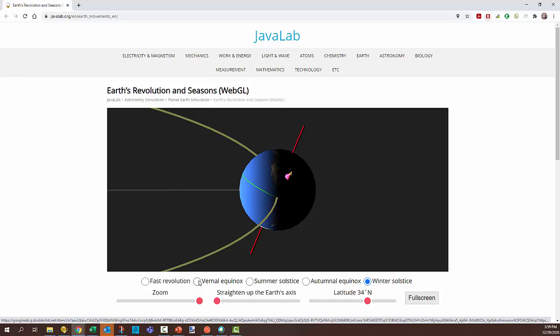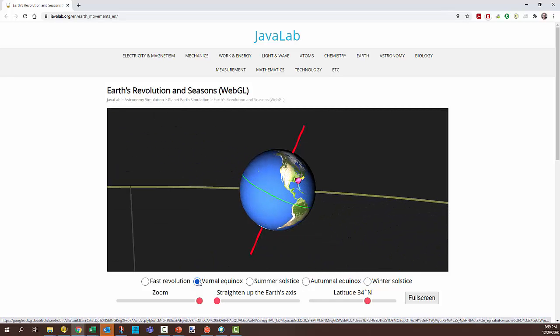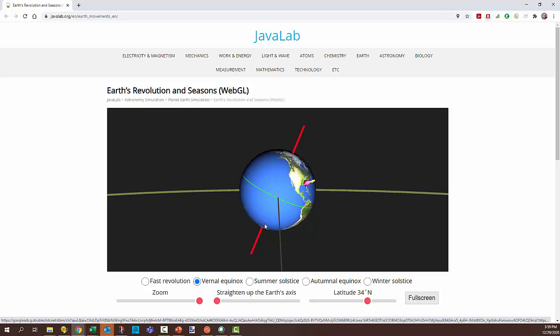So now if we go here, notice here there is no difference in lighting between the Northern Hemisphere and the Southern Hemisphere. This is what happens during the autumn and the spring. That's when the daytime is equal to the nighttime. That's what we see here.